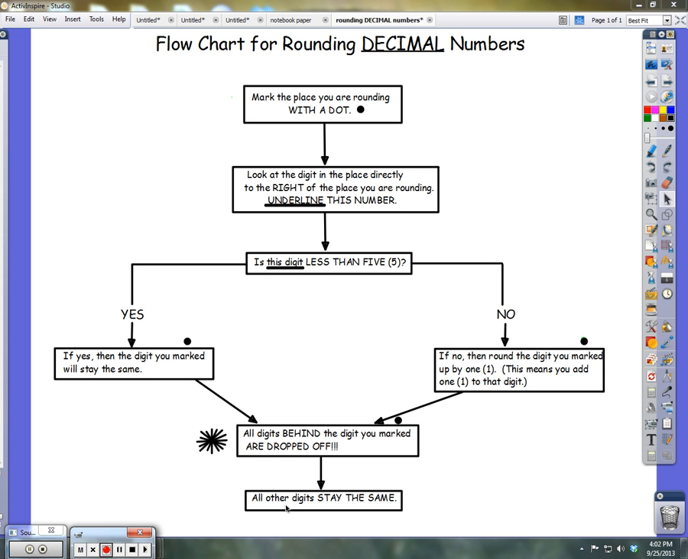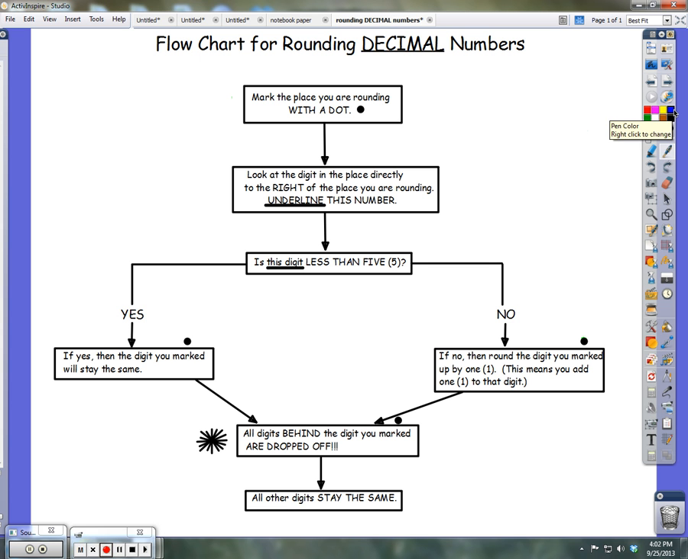In this video, I'm going to be going over the algorithm for rounding decimal numbers. I would strongly suggest that you first watch the other video on rounding whole numbers before you watch this one. I am going to proceed with this video as if you have already seen the other video on rounding whole numbers, because they are almost identical in the process except for one step.